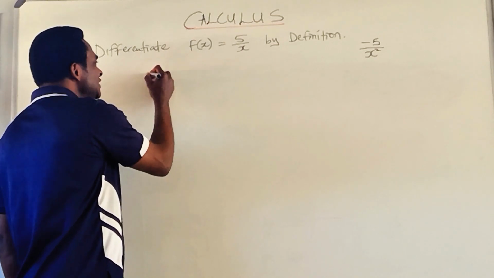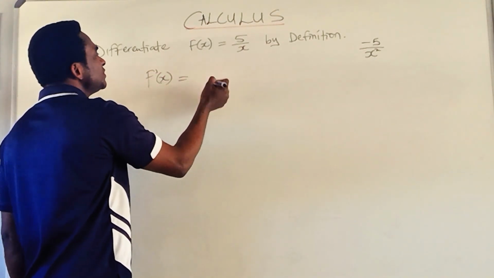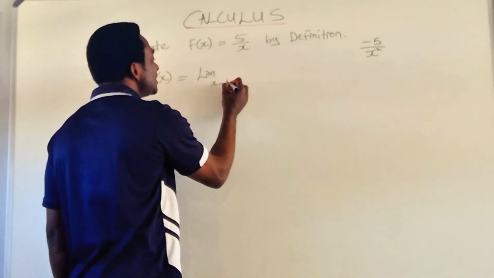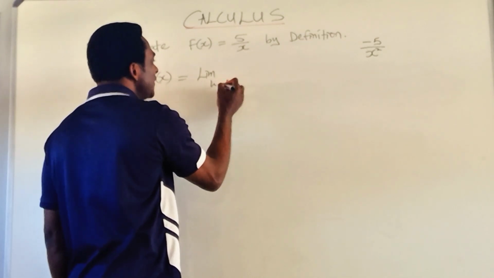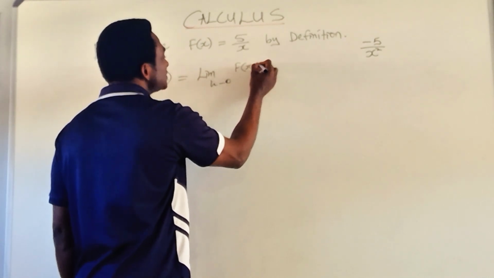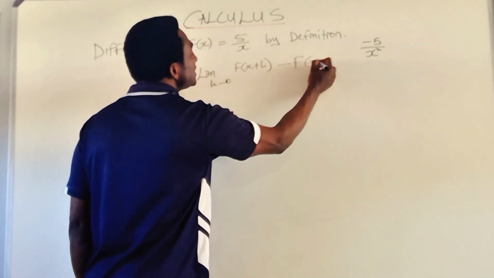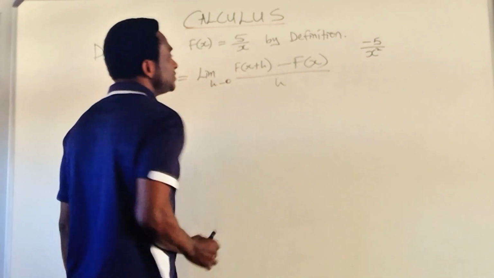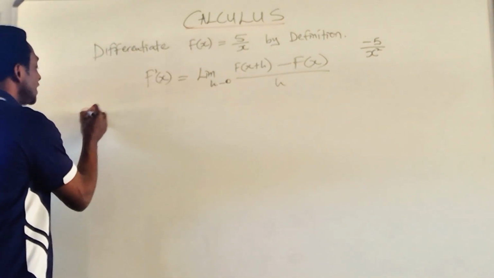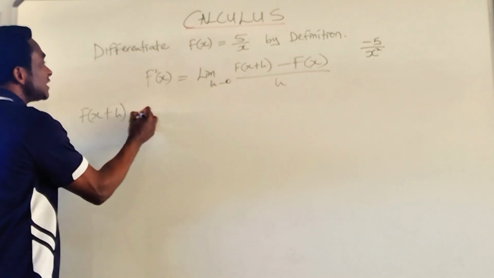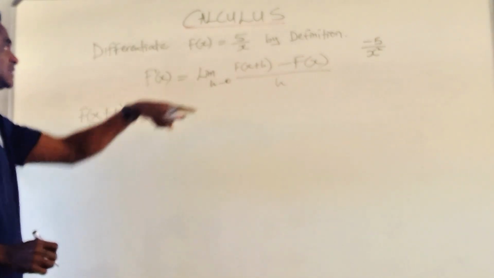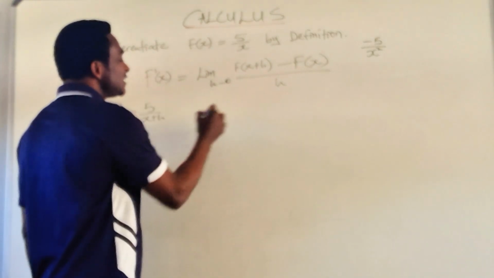The first derivative of this function using the first principle says that it is the limit as h tends to 0 of f of x plus h minus f of x divided by h. So what we don't have here is our f of x plus h. So we go to that and get our f of x plus h by replacing our x with x plus h. Now let's sub it into the function to get the first derivative.